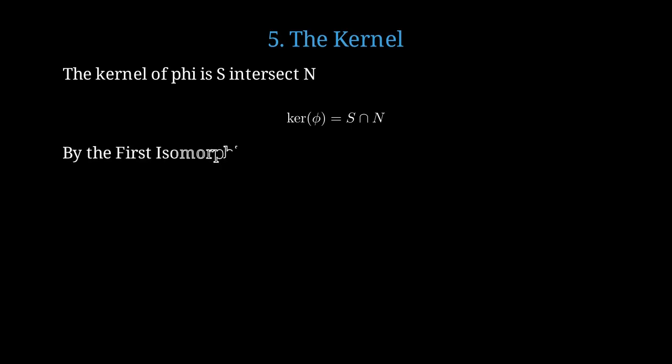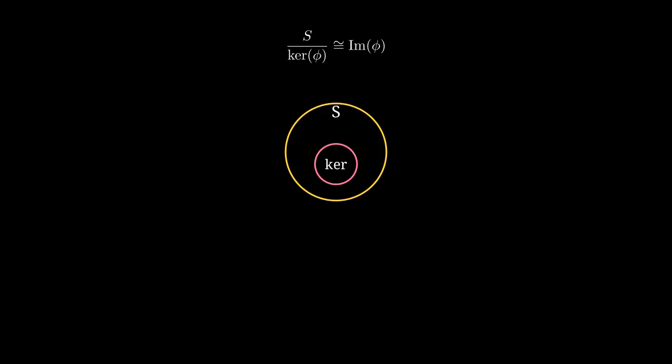Understanding the kernel is key to proving the isomorphism. The kernel of our map phi is exactly the intersection S intersect N. Kernel of phi equals S intersect N. Using the first isomorphism theorem, we can now establish the isomorphism. S divided by the kernel is isomorphic to the image of phi. The kernel sits inside S, and factoring it out gives us the isomorphism.